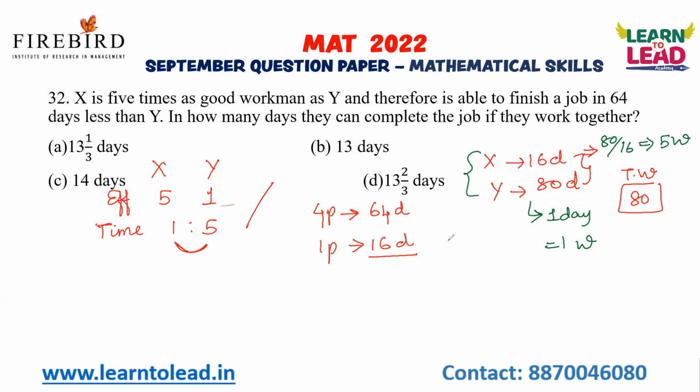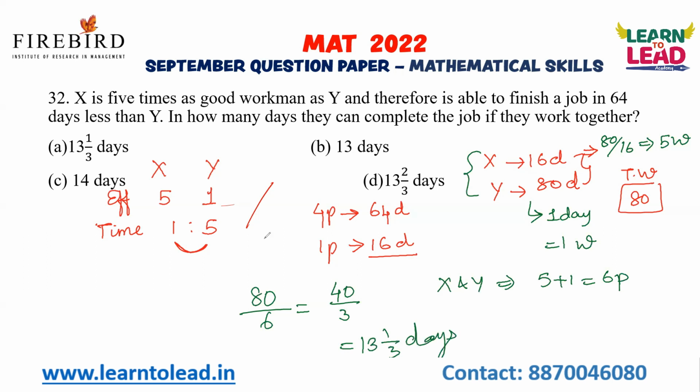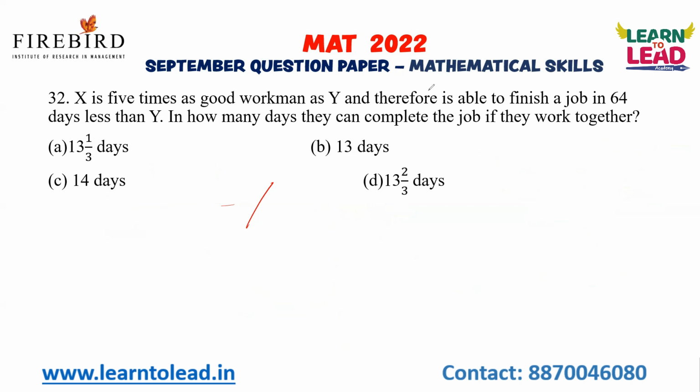So if they work together, X and Y, in one day, they will complete 5 plus 1, 6 parts of the work. So there are totally 80 parts. So 80 works are there, right? So 80 by 6. What is 80 by 6? 40 by 3. So 40 by 3, you can write it as 13 1 by 3 days. Okay, they'll take 13 1 by 3 days to complete the work. So I think there are a few questions they have asked based on time and work, right?